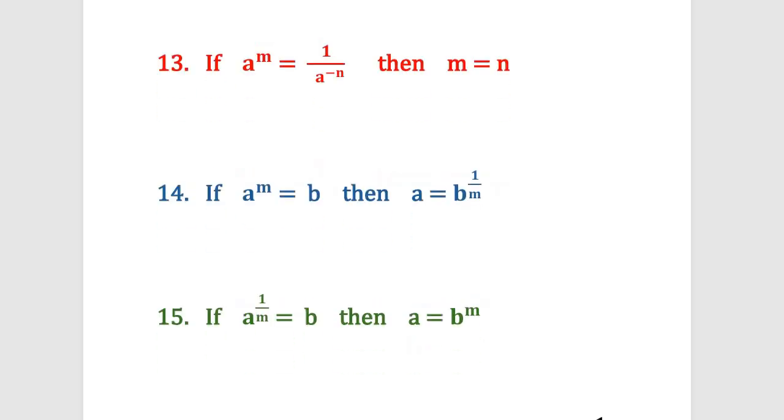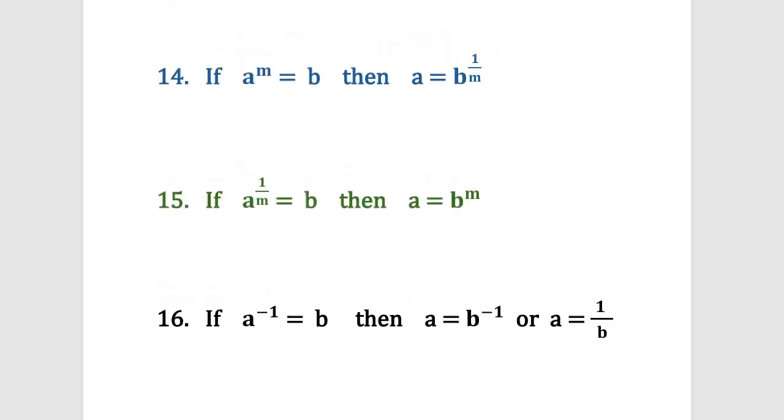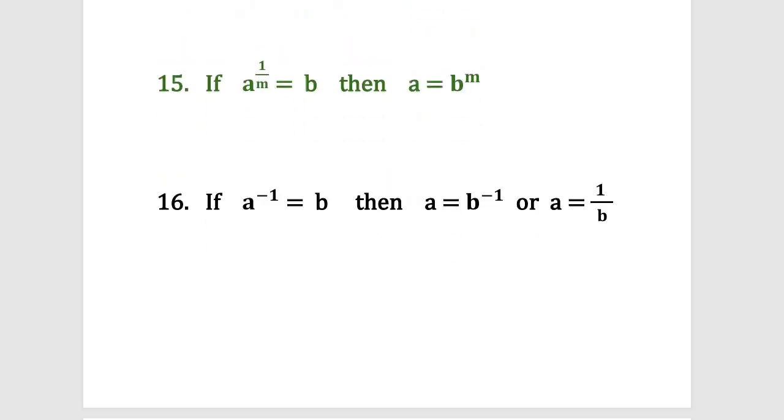Formula number 13, if a to the power m equals 1 by a to the power minus n, then we can write m equals n. Formula number 14, if a to the power m equals b, then we can write a equals b to the power 1 by m. This is formula number 14. Formula number 15, if a to the power 1 by m equals b, then we can write a equals b to the power m.